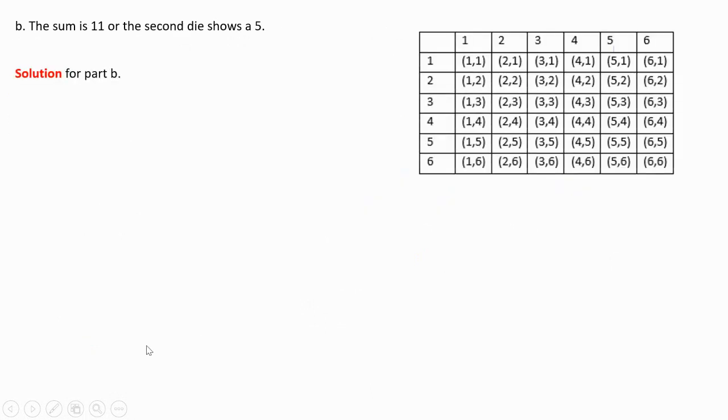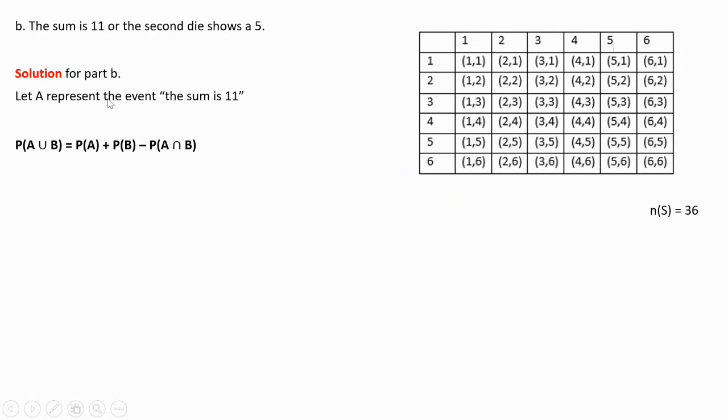Now for part B, the sum is 11, or the second die was a 5. Okay, so again, the sample space is 36. Again, the same formula. So we're going to let A represent the event that the sum is 11. All these are going to be 11, just these two here: 5 and 6, and 6 and 5. So n of A is 2. Then n of B is going to be the second die is a 5.